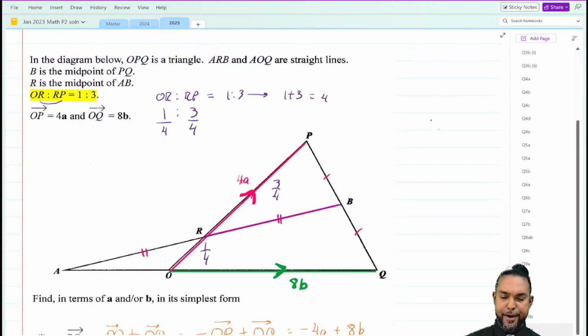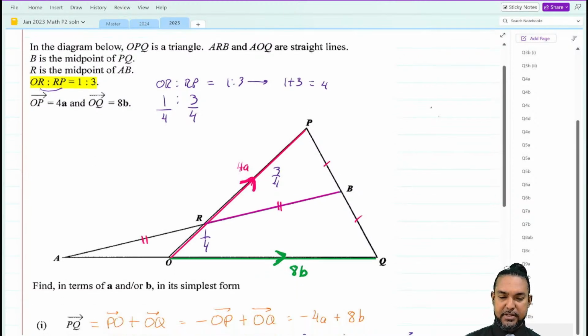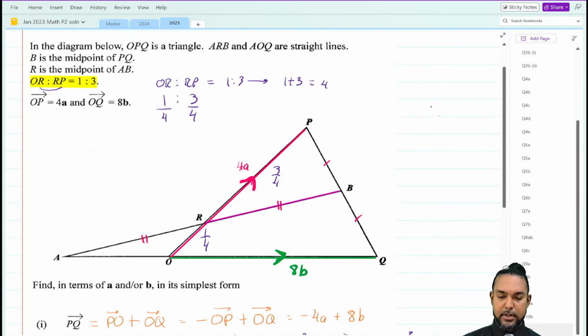OPQ is a triangle. ARB and AOQ are straight lines. B is the midpoint of PQ. R is the midpoint of AB.